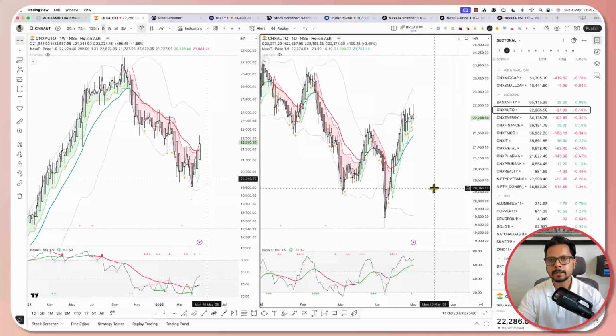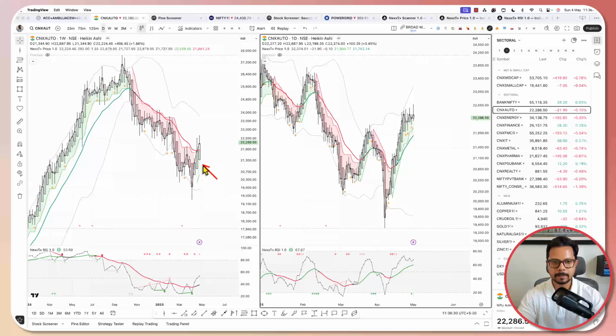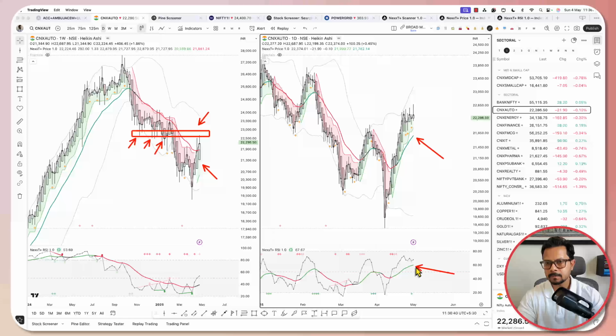Auto is, again, just a bounce back on the weekly. It had quite a few lows over here, so it needs to deal with these fractal lows. On the daily, again, with the overall markets, very, very similar behavior. It's created some kind of a consolidation in this area.